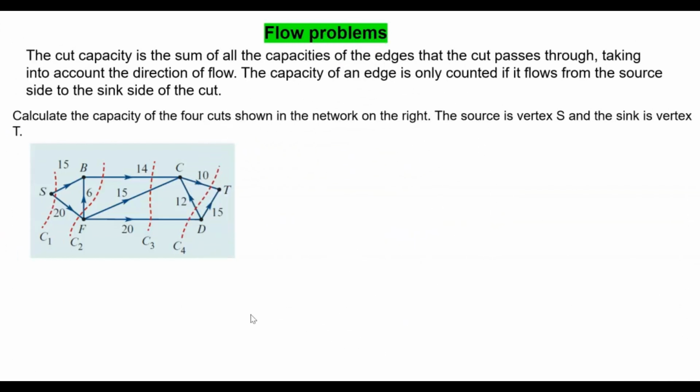Okay, flow problems. And we use flow in day-to-day life. So things like traffic flow. Traffic will flow very quickly when there are fewer cars in the street or on the freeway. And how does it work?